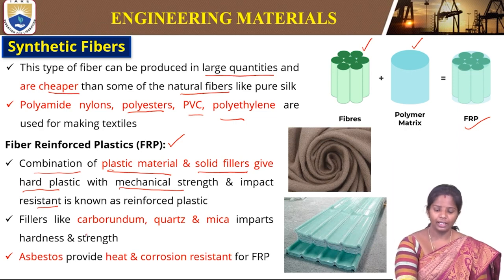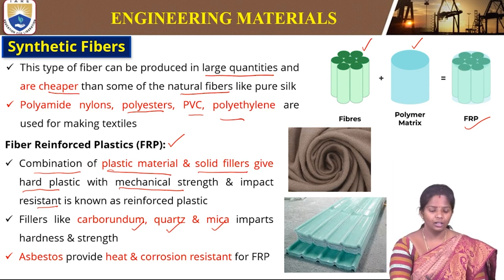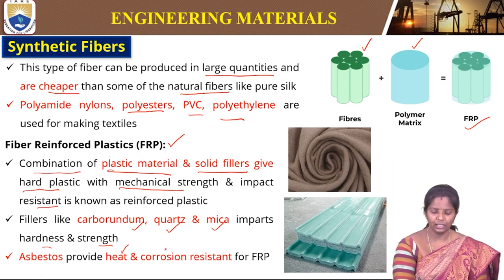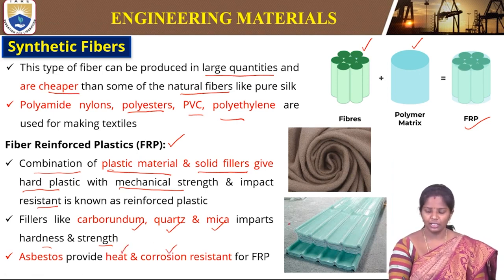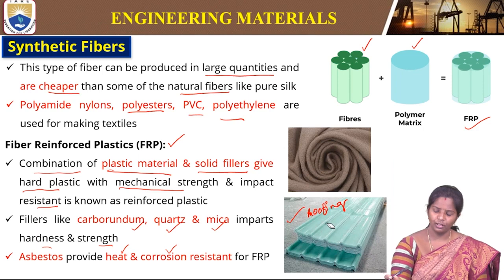Then fillers like carborundum, quartz and mica are used, which impart hardness and strength to that particular plastic. Then asbestos provides heat and corrosion resistance. For example, the roofing material which we use for roofing purposes, when it is mixed with asbestos, becomes hard.